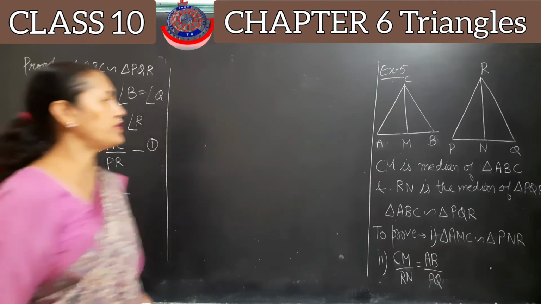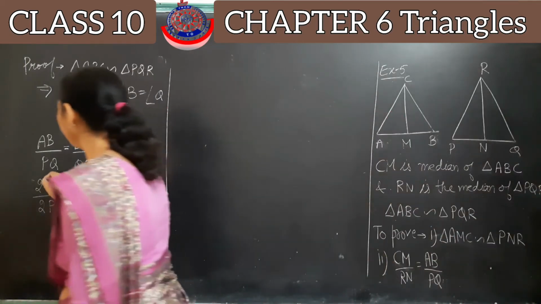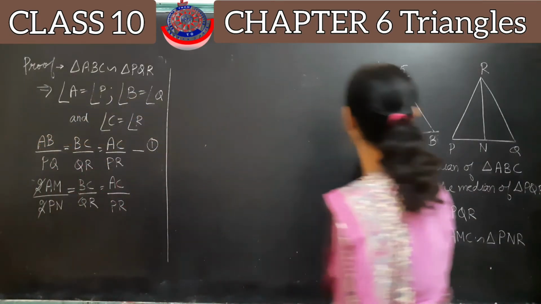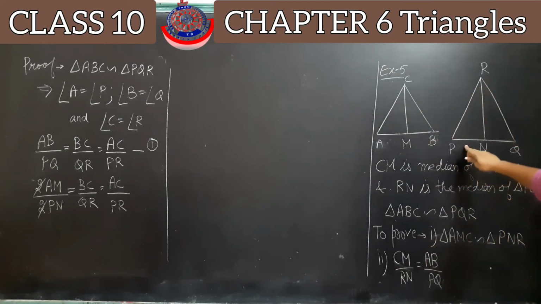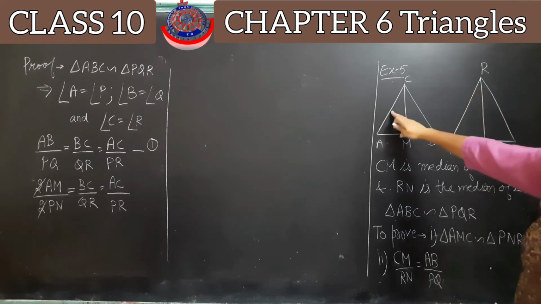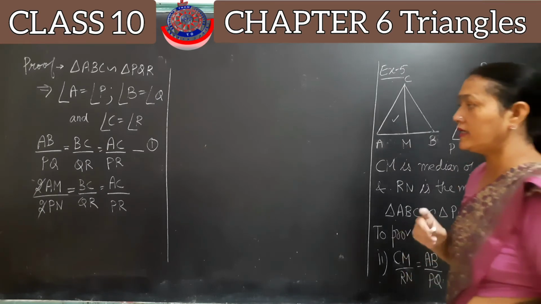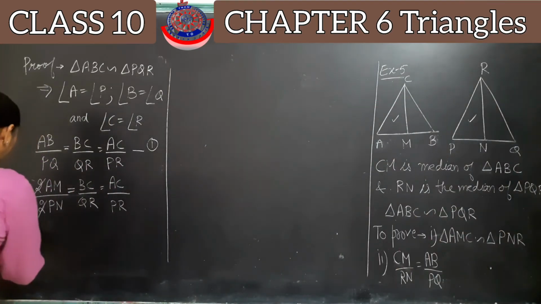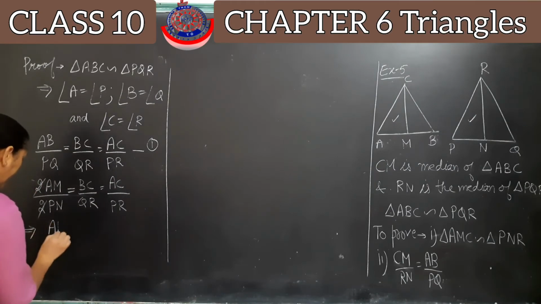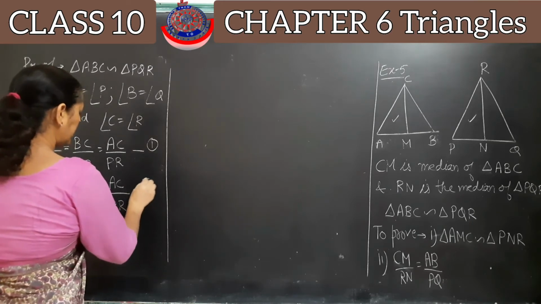Now what information should we keep with us? See, in AM upon PN, this 2 and 2 will get cancelled. Now BC and QR are not in this triangle, but AC and PR are in the triangles for which we want to prove similarity. So we can go straight to the triangles. It will be the second question.